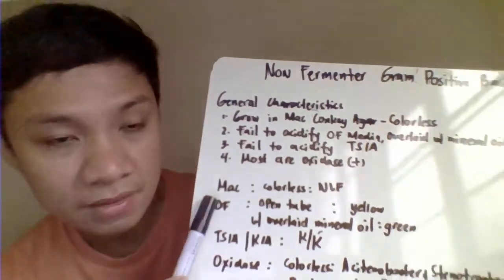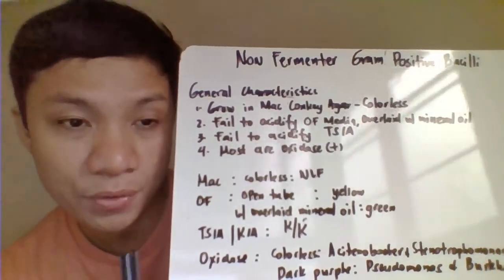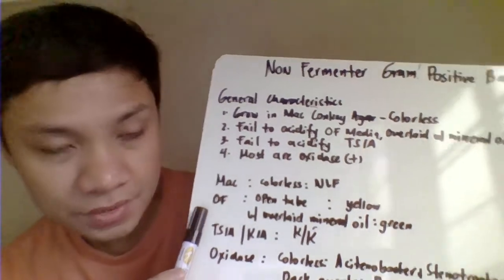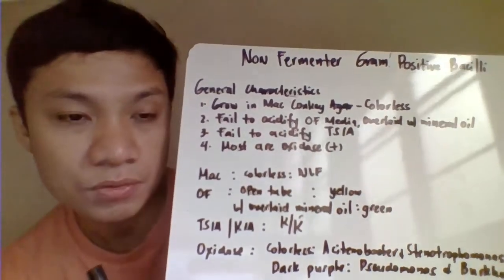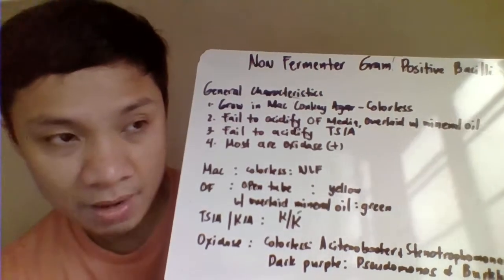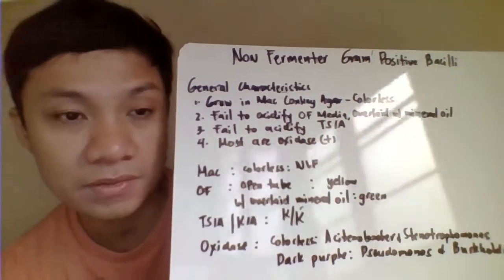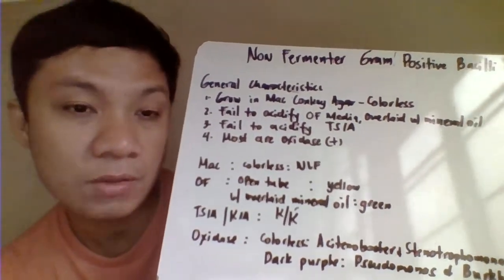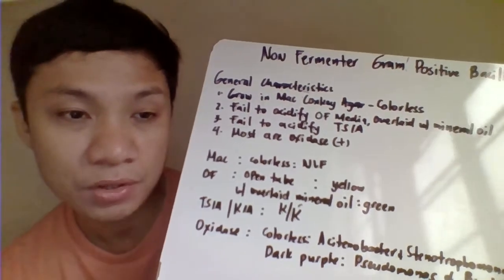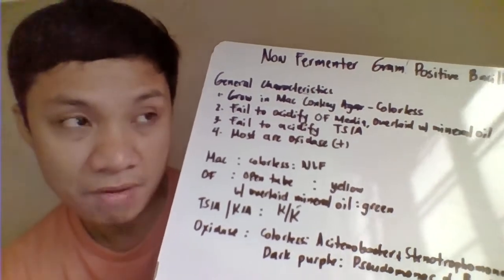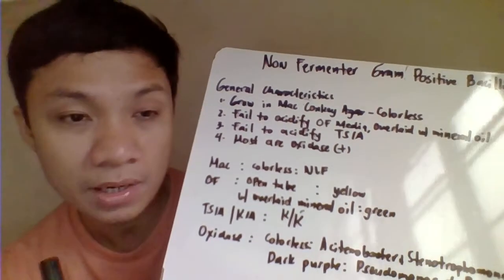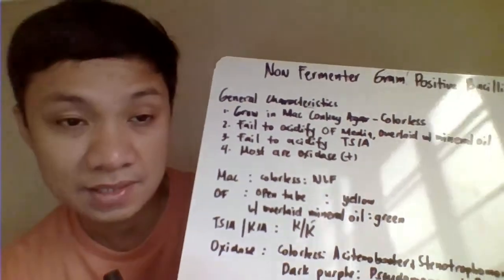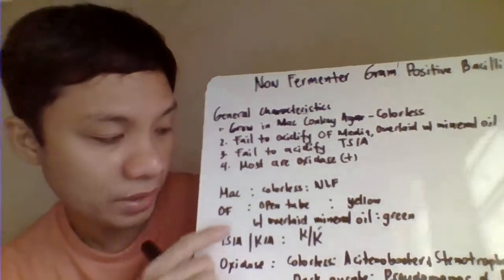So again, for the MacConkey agar, they are able to grow, but they appear colorless because they are non-lactose fermenters. In the oxidation-fermentation test, remember that there are two tubes. The positive result is a yellow color because the original color is green. There are two tubes, one is open, the other one is overlaid with mineral oil. They are not able to change the color, or ferment the glucose, in the tube overlaid with mineral oil, but only in the open tube.